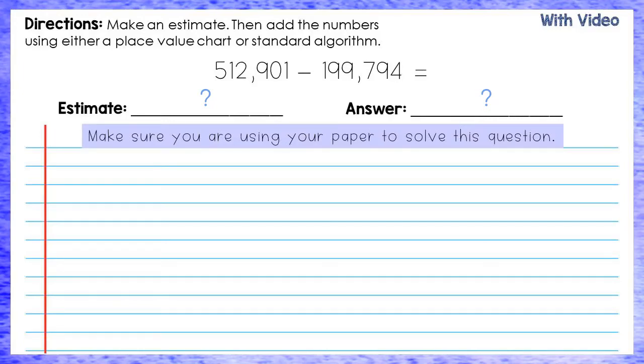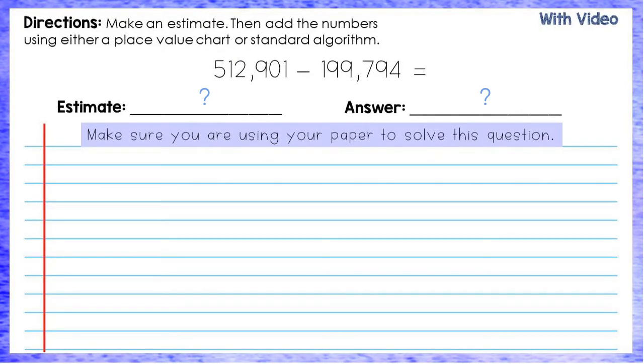Today we will be subtracting multi-digit numbers. You need to make an estimate and then solve for the actual answer. Let's read the directions together. Make an estimate, then add the numbers using either a place value chart or standard algorithm. In this video, I will be showing you both on a place value chart and in standard algorithm.